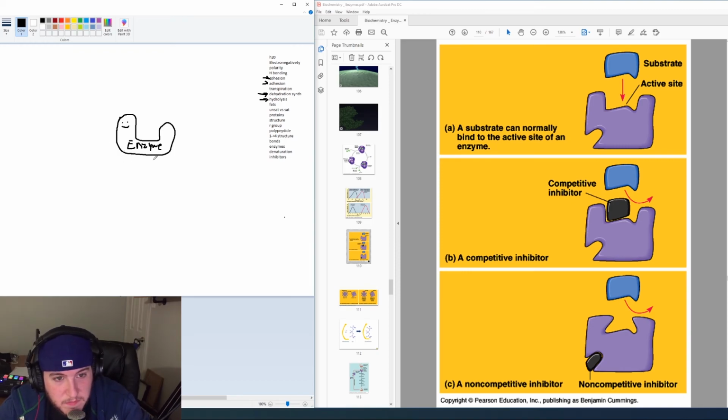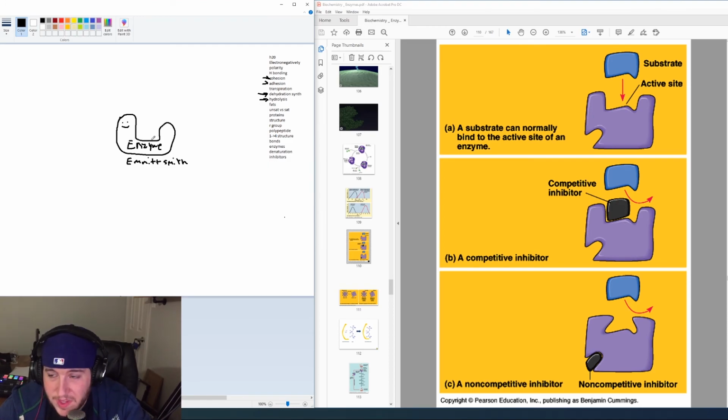What's a good name? I've used Ed before, or Eddie. Edward. Emmanuel. Emmanuel's too long. I can't write that in Paint. Emmett. Emmett. Like Smith. There we go. Okay, so here is Emmett Smith, the enzyme.